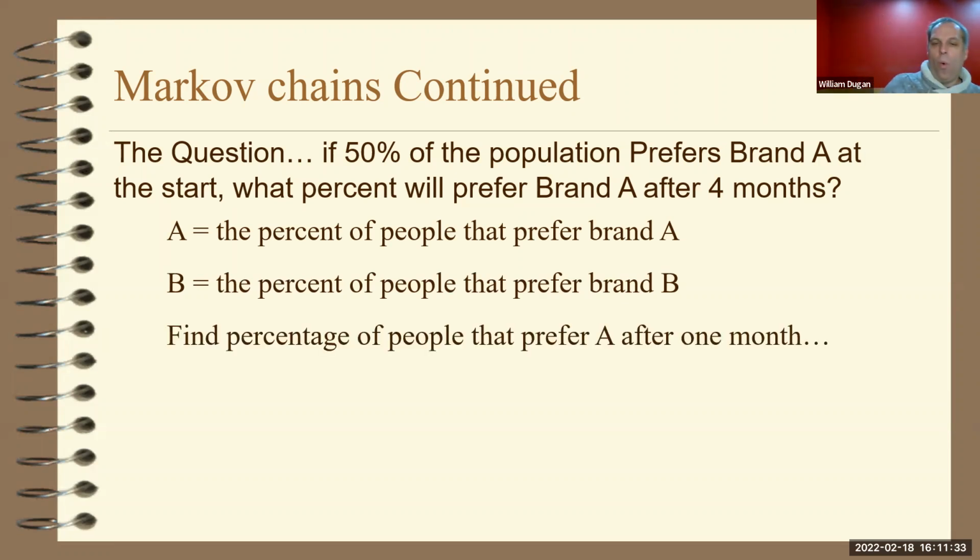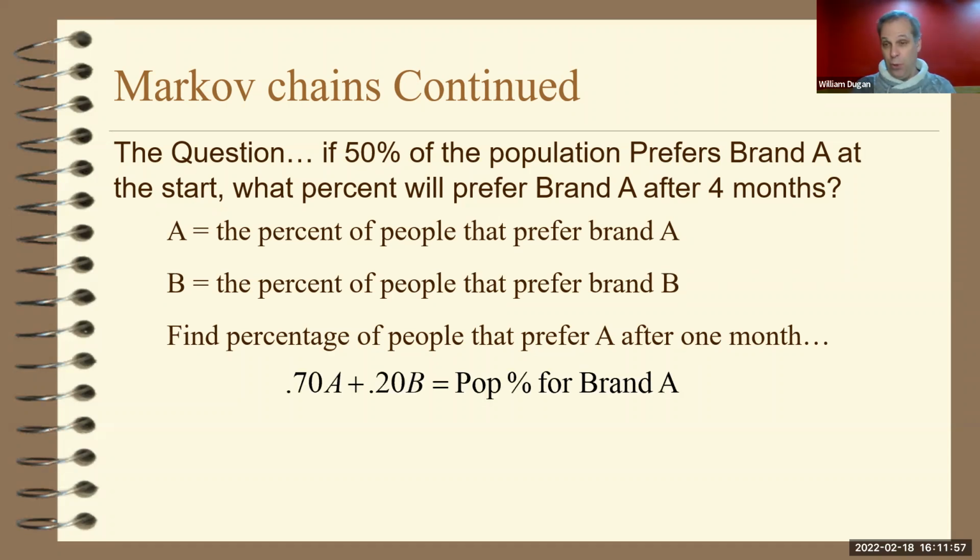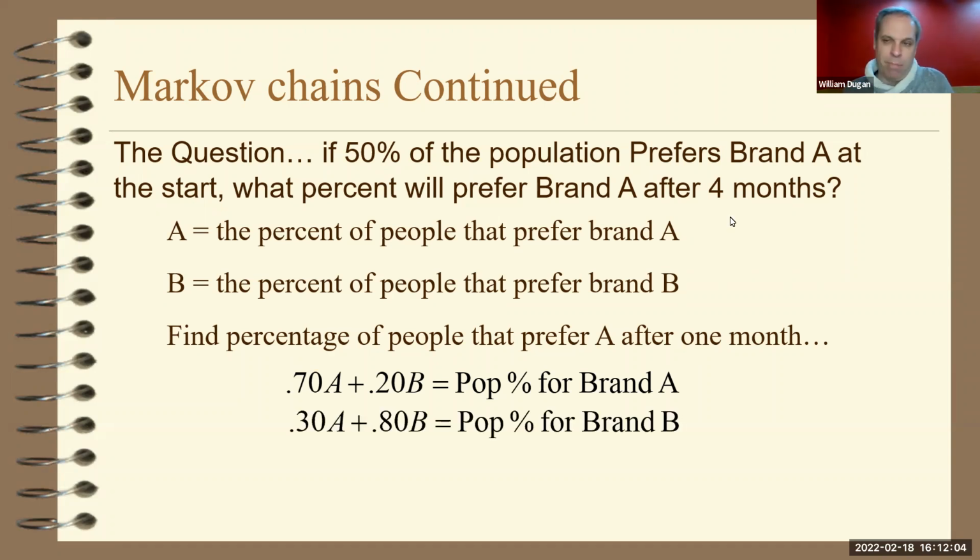I want to know then what percentage of people will prefer brand A after 1 month. Well, of those who prefer brand A right now, that's what A equals, 70% of them will stick with it. Of those people who prefer brand B, that's B, that number, 20% of them will swap to brand A. So if I just take those numbers, multiply them, and add them together, I'll then have the new percentage of people in 1 month who will prefer brand A. You can do the exact same thing for brand B.